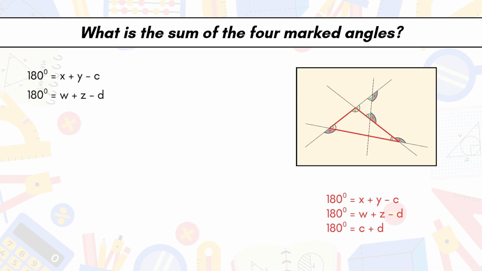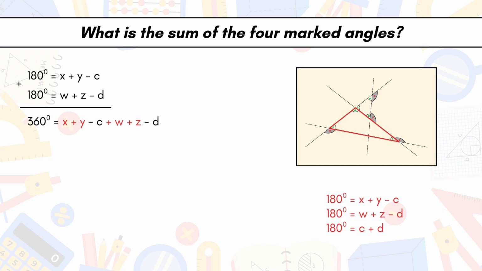The first and second equation have all the unknowns that we are looking for, i.e. angles W, X, Y, and Z. And what we're looking for is the sum of those angles. What if we simply add these two equations together? We'd get X plus Y minus C plus W plus Z minus D equals 360 degrees. So now we've succeeded to have the sum of those four angles in one equation.